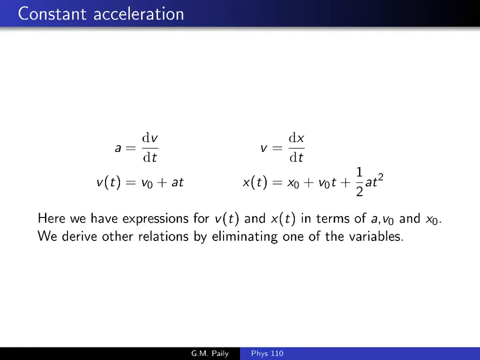Once again, here are the expressions for velocity as a function of time and position as a function of time in the case of constant acceleration. Here we have expressions for v and x in terms of a, v0 and x0, as well as t. We can derive other relations by eliminating one of these variables.